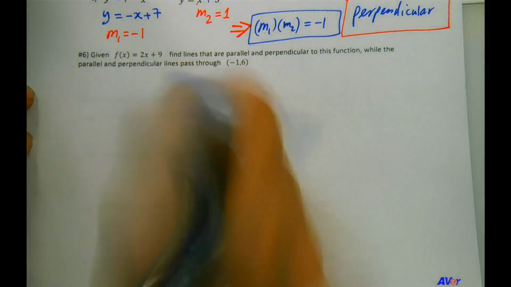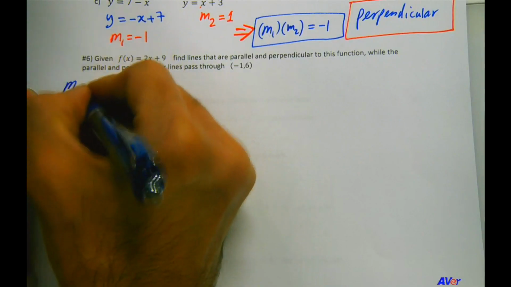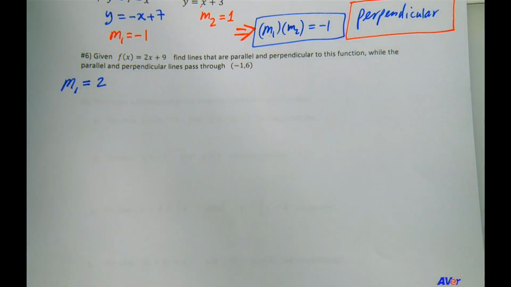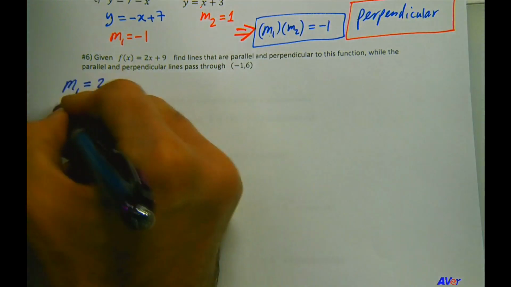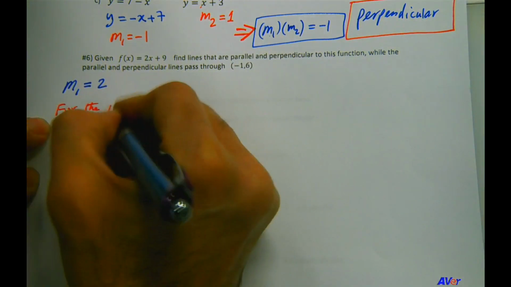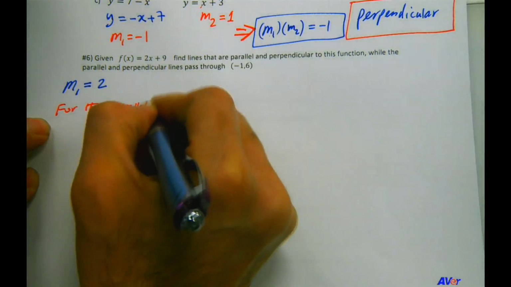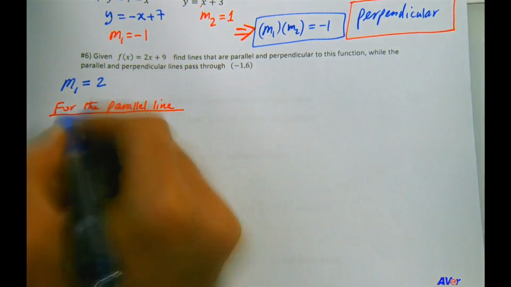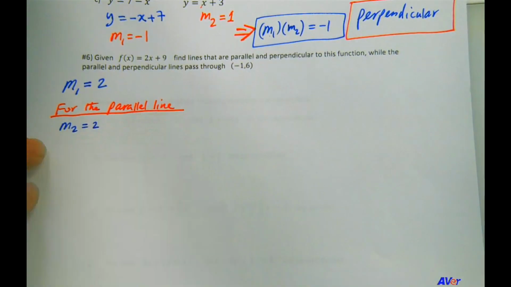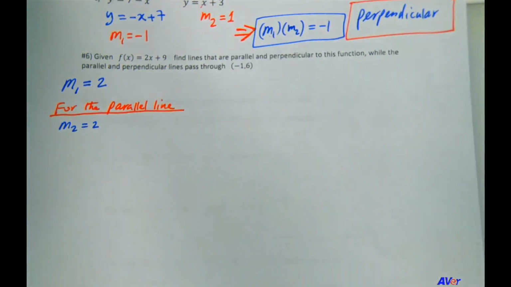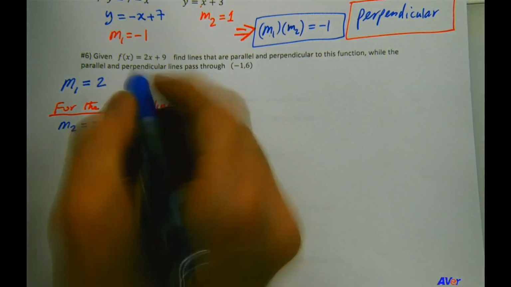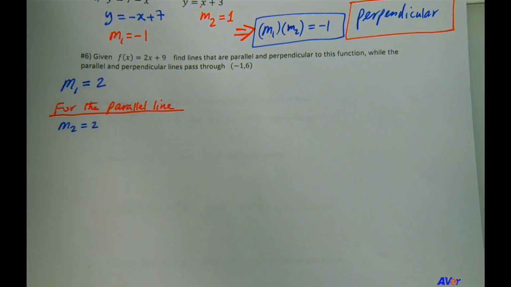And it's already in y equals mx plus b form, so m1 is equal to 2. That's the slope of that line, right? So for the parallel line, m2 must be equal to 2, right? Two lines are parallel if their slopes are equal. So we know that.